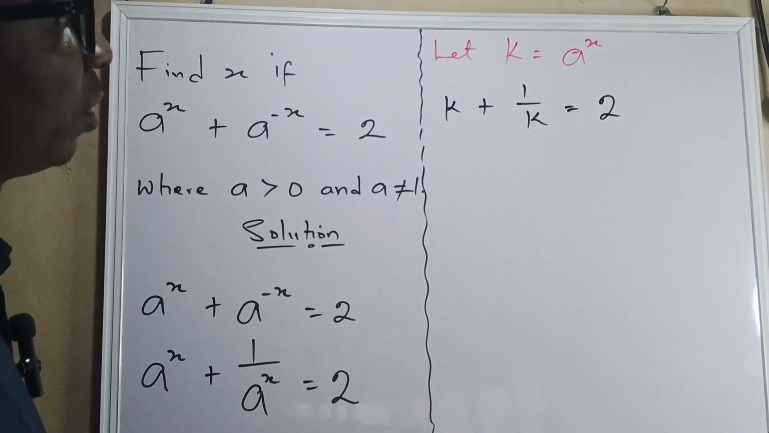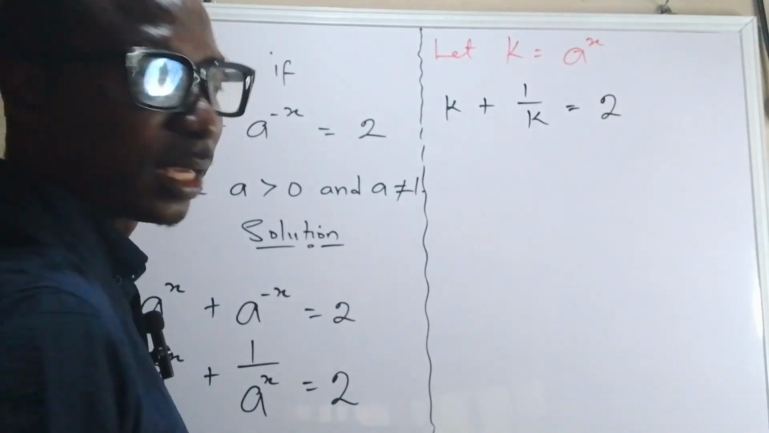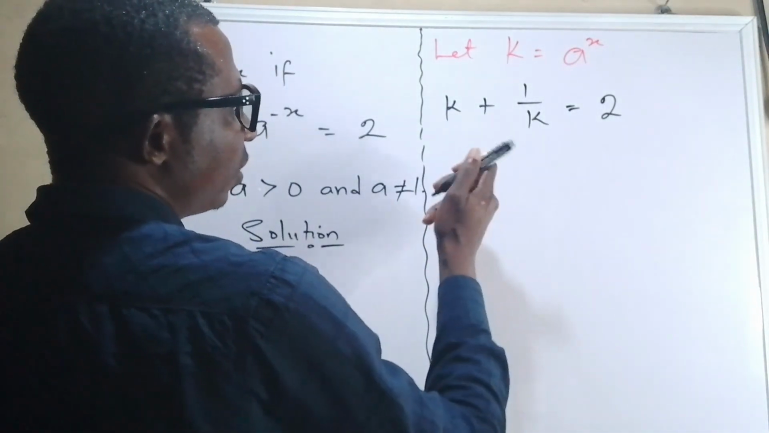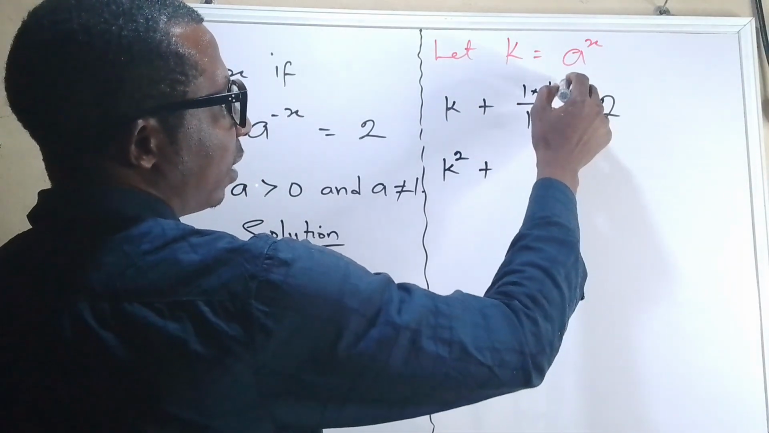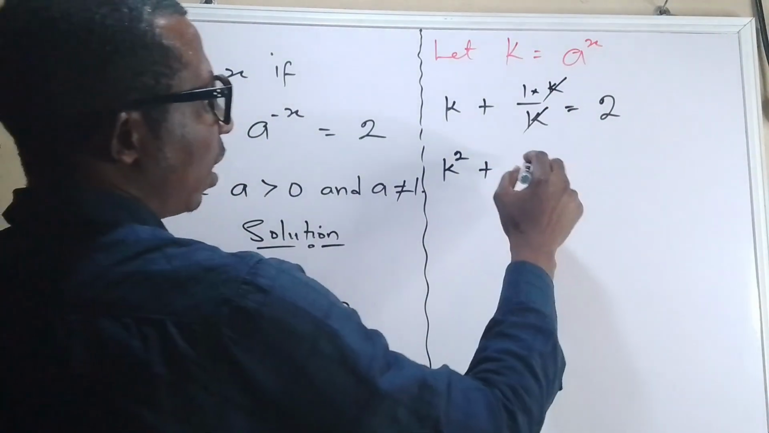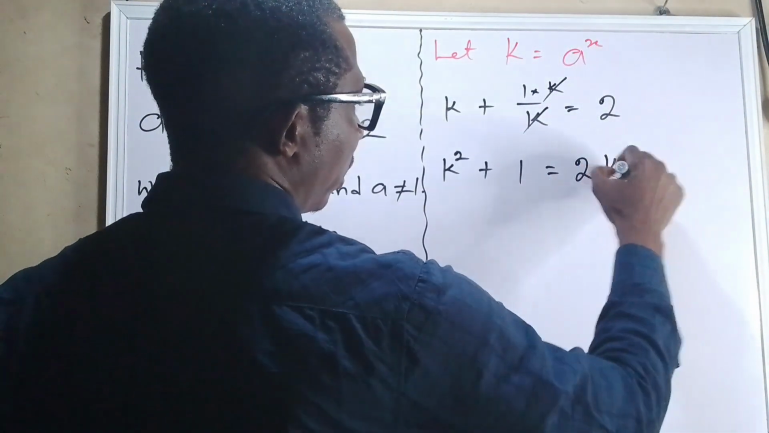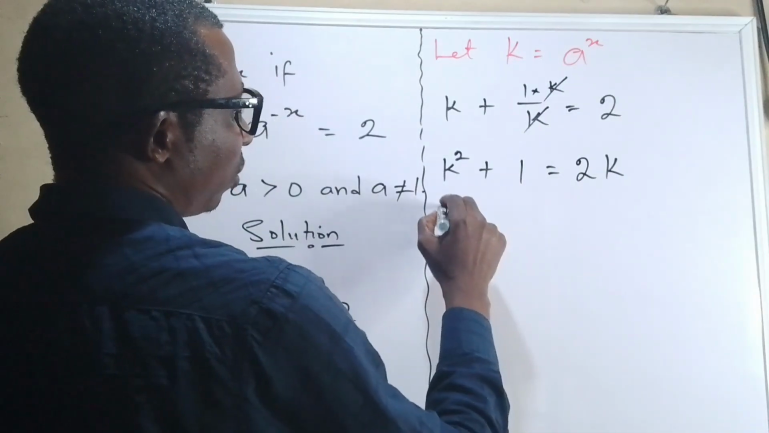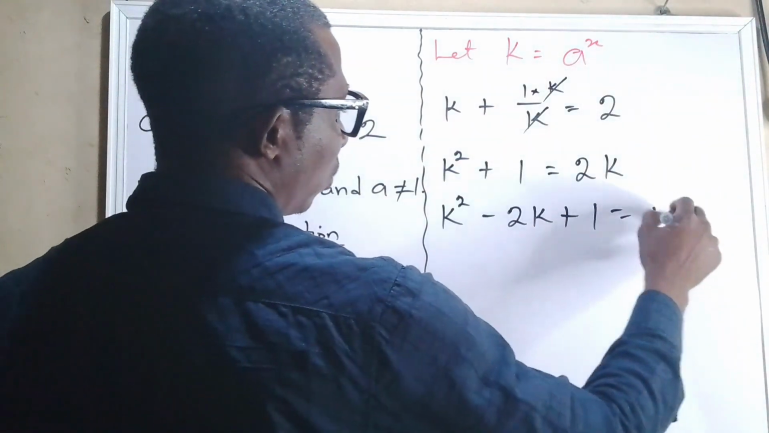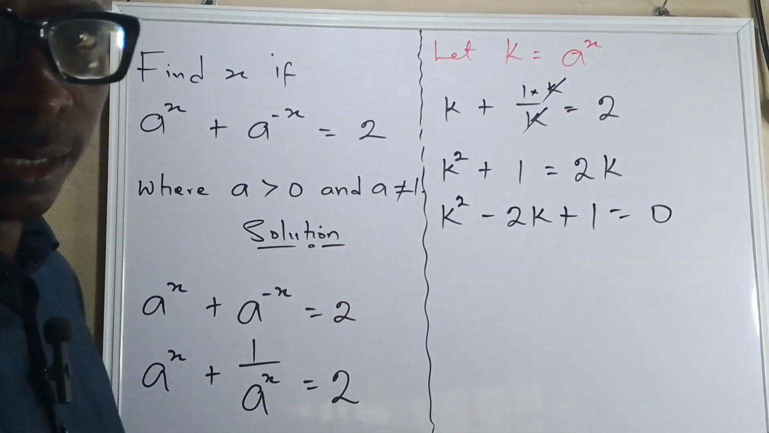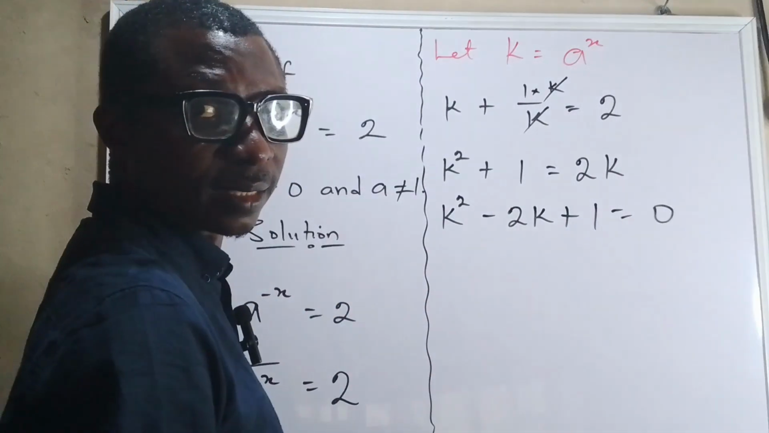Get that? So now the next thing is to multiply through by the LCM of the denominator, that is k. When you multiply this by k, you have k squared plus, when you multiply this by k, k will cancel k. So you have 1 plus 1 equals, multiply this by k, you have what? 2k. Right? So now this turns to k raised to the power of 2 minus 2k plus 1 equals 0. Now this is a quadratic equation. So we solve this by factorizing the left hand side.